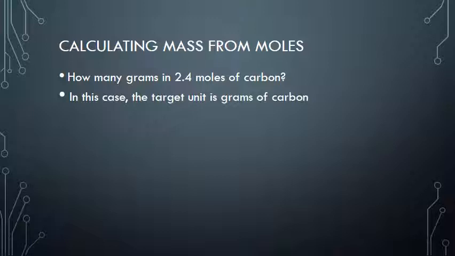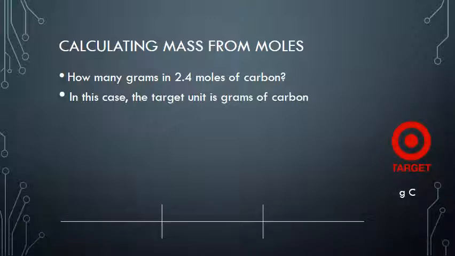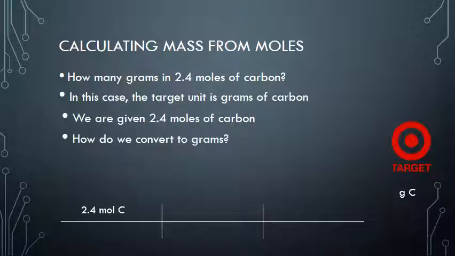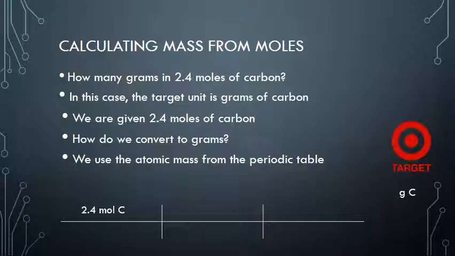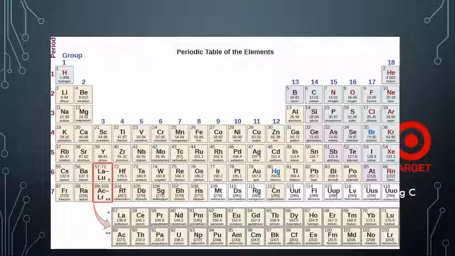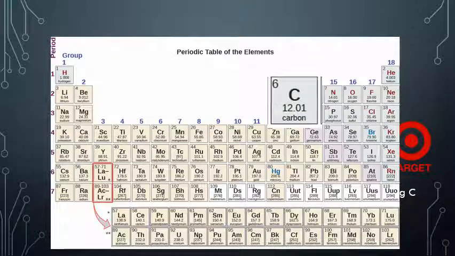Our target unit is grams, and we are given 2.4 moles. So we set up our dimensional analysis array. We start with 2.4 moles of carbon, and our conversion from grams to moles is the atomic mass. So we look on the periodic table for carbon. There it is. 12.01 is our conversion between grams and moles for carbon.